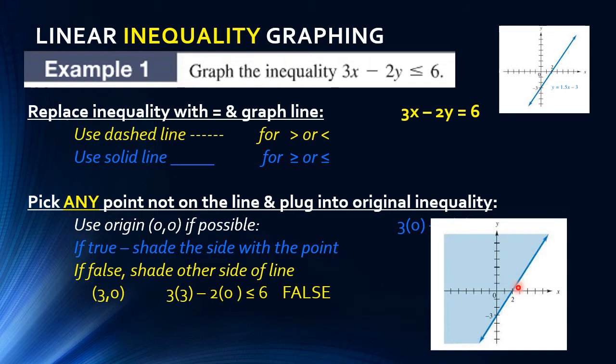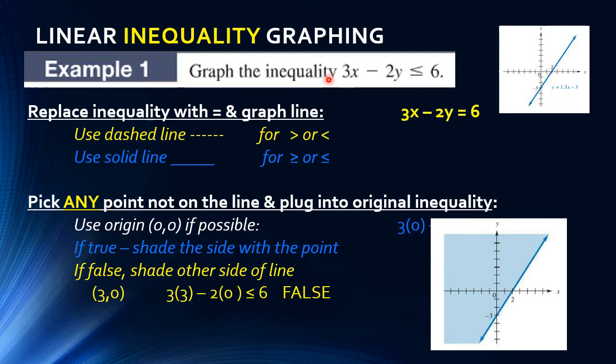Okay? So again, we're graphing inequalities. Replace the inequality with an equal sign and graph the line using a dashed line for less than or greater than, and a solid line for less than or equal to or greater than or equal to. Once we've graphed the line, then we look at a point that's not on the line. Doesn't matter what side, just one point that's not on the line. Use the origin if possible.